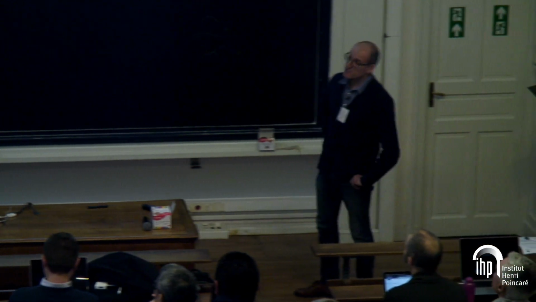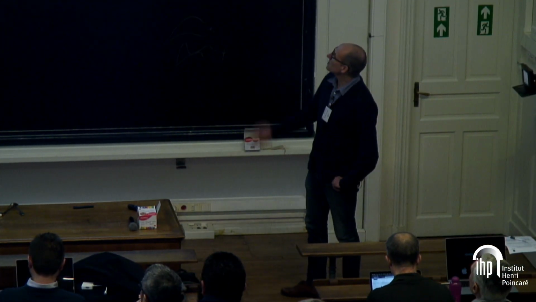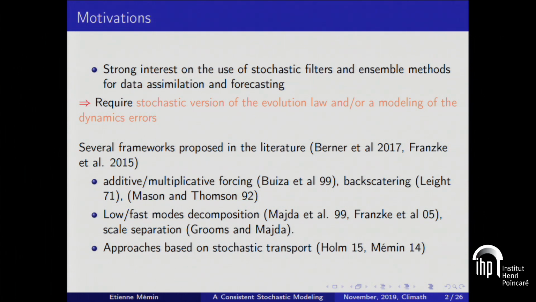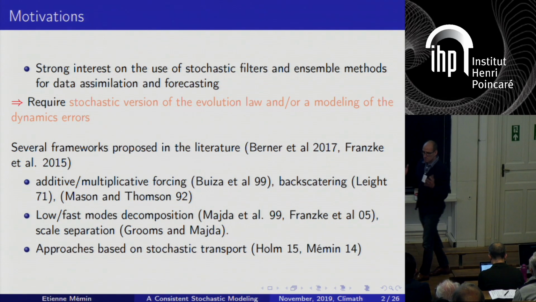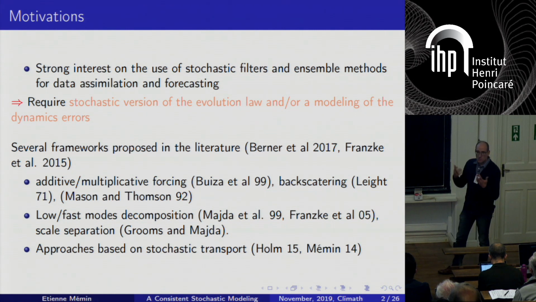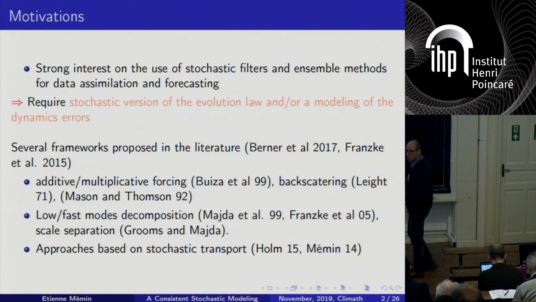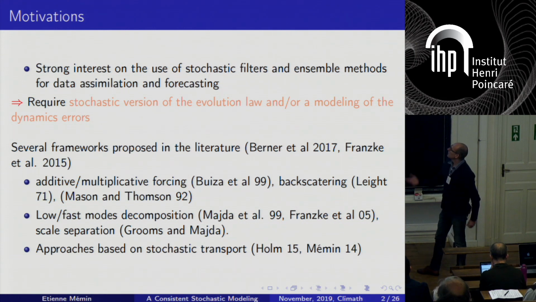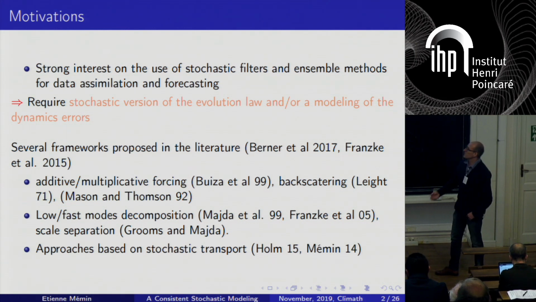So I don't need to motivate the fact that there is a very strong, huge interest in the use of stochastic filters. We saw that in the previous talks, as well as for ensemble methods for weather forecasting, for instance. But all these settings require, either implicitly or explicitly, the setting of a stochastic version of the dynamics. Implicitly through the definition of a covariance matrix, or explicitly in the definition of a stochastic dynamics.